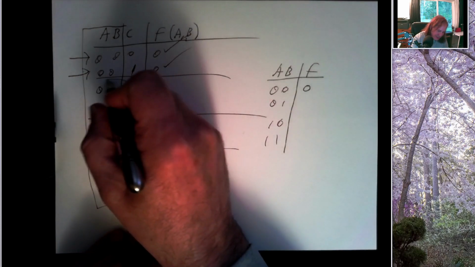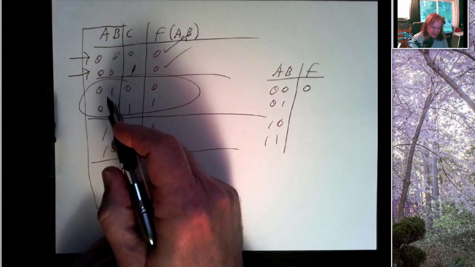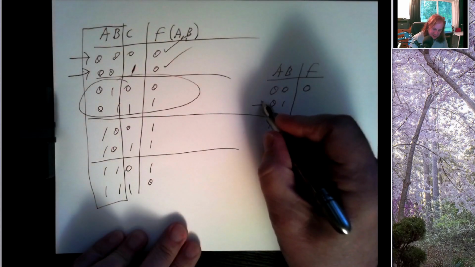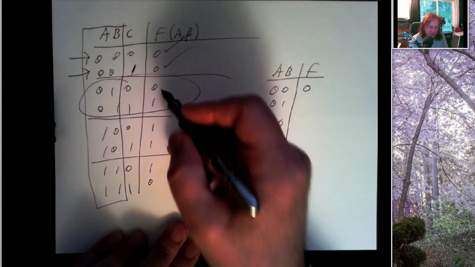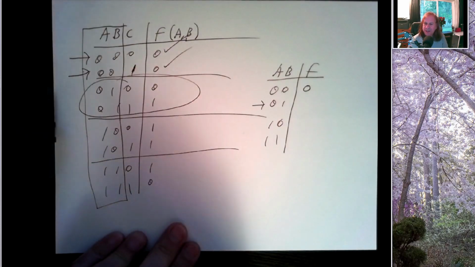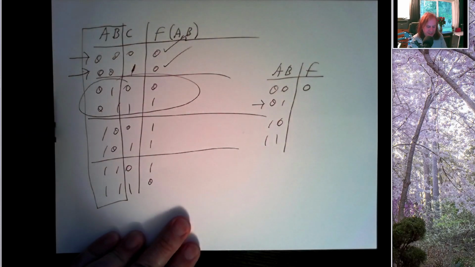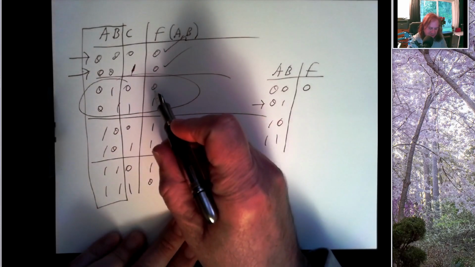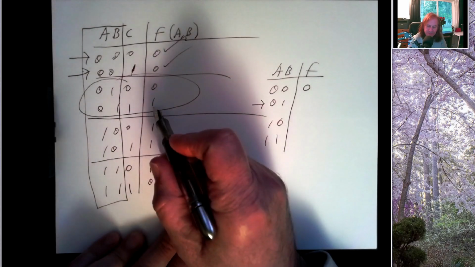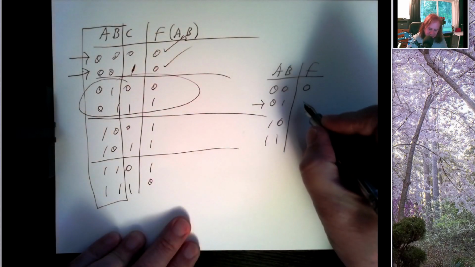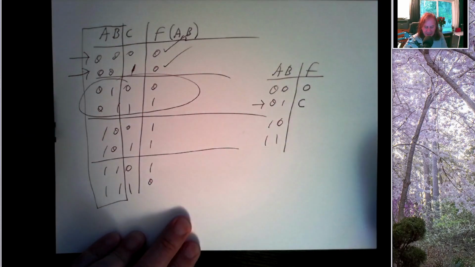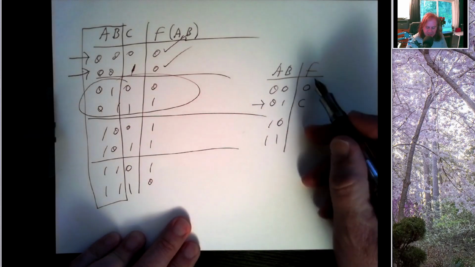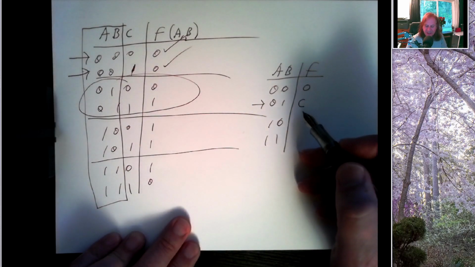All right, let's look at these two rows. In these cases, a is 0 and b is 1. So this is the case a is 0, b is 1. And now sometimes f is a 0, sometimes it's a 1. It does depend on c, but how does it depend on c? Well, if c is a 0, our function is a 0, and if c is a 1, our function is 1. So instead of putting a 0 or 1 in this truth table, we could put the letter c. And this means if a is 0 and b is 1, our function has the same value as the input c.